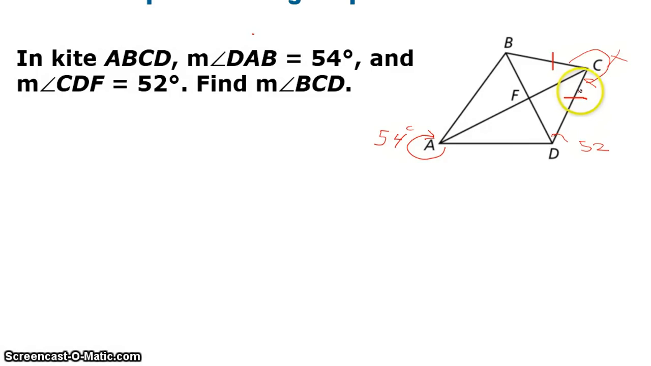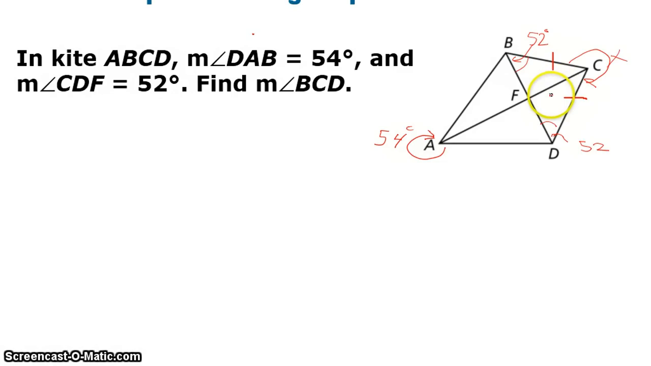Okay, so let's find this angle. When we're looking at the top part of our kite, we see that we have a triangle. And if we have two sides congruent, we know that we have an isosceles triangle. So if we have an isosceles triangle, then we know that those base angles are congruent to each other. So we're going to mark those congruent. So if angle CDB over here is 52 degrees, then I know that its other base angle is also 52 degrees. So given our two angles here, we can find angle BCD.